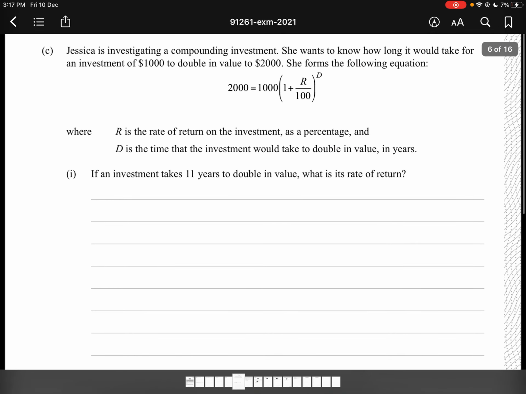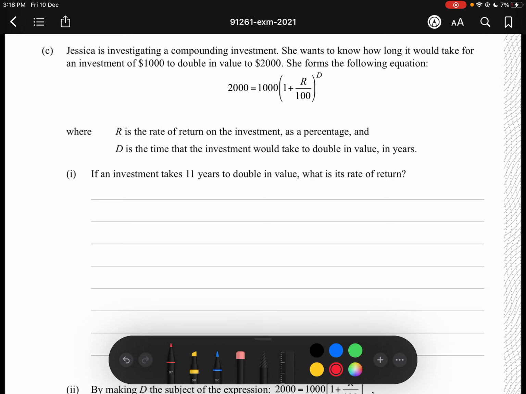Right, so Jessica is investigating compound interest. She wants to know how long it would take for an investment of $1,000 to double in value to $2,000. She forms the following equation. R is the rate of return on the investment as a percentage, and D is the time that the investment will take to double in value in years. So if an investment takes 11 years to double in value, what is the rate of return?